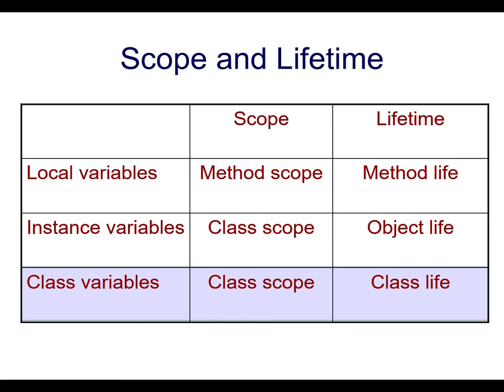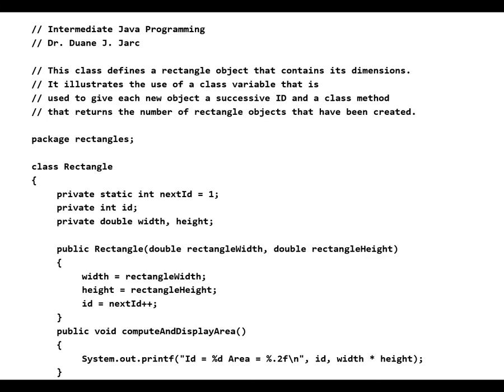Class variables differ from instance variables primarily in their lifetime. They exist as long as the class in which they are defined exists, which is typically throughout the execution of the entire program. To better understand the difference between instance and class variables, let's examine the simple class that defines rectangle objects. Notice that it contains one class variable and three instance variables.